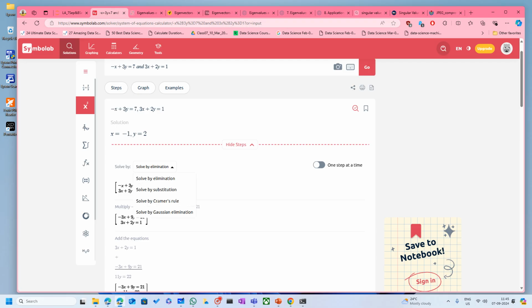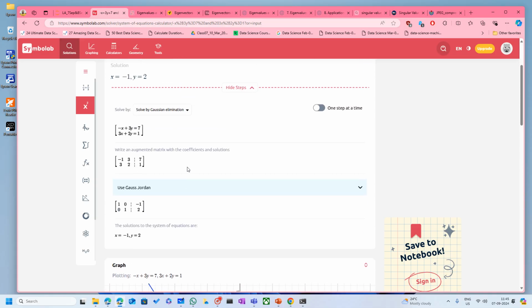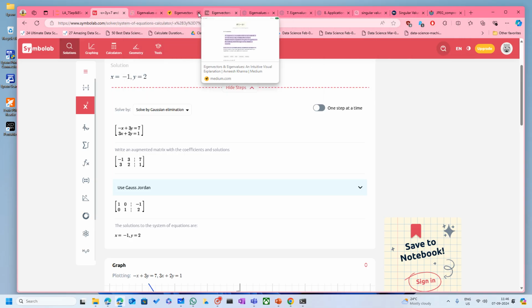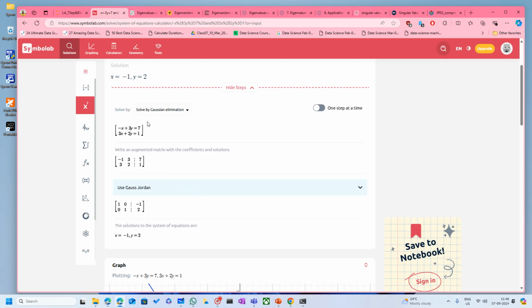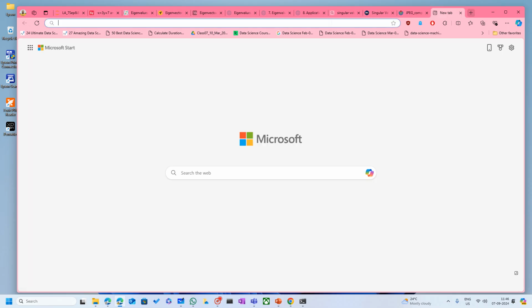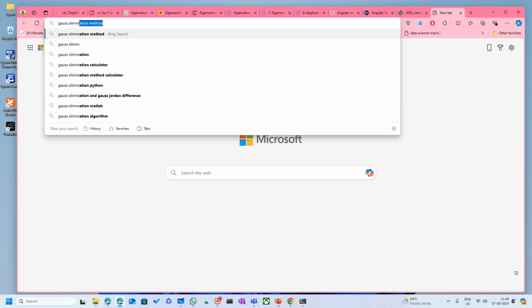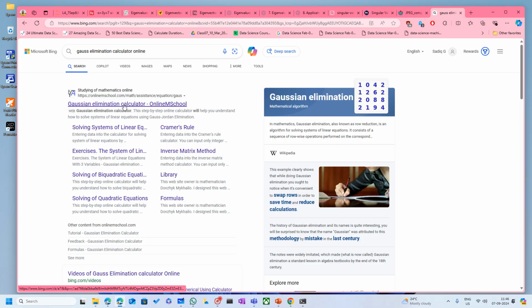Let's look at Gaussian elimination as well. For Gaussian elimination, you take the vectors. Here you can do a Gaussian elimination. Let me open another tool where you can see the complete steps.